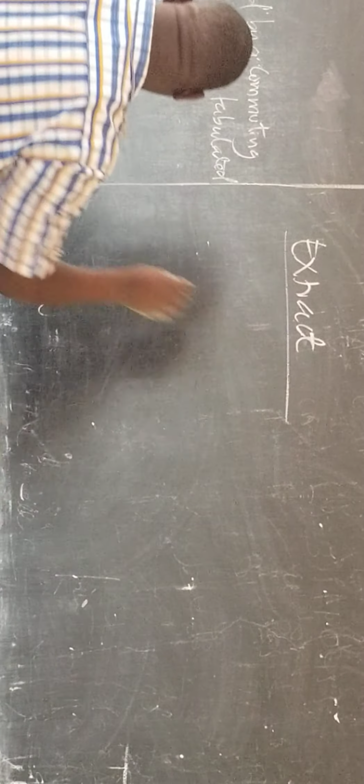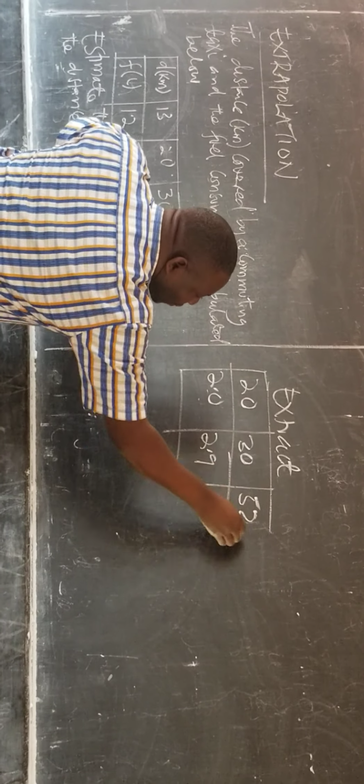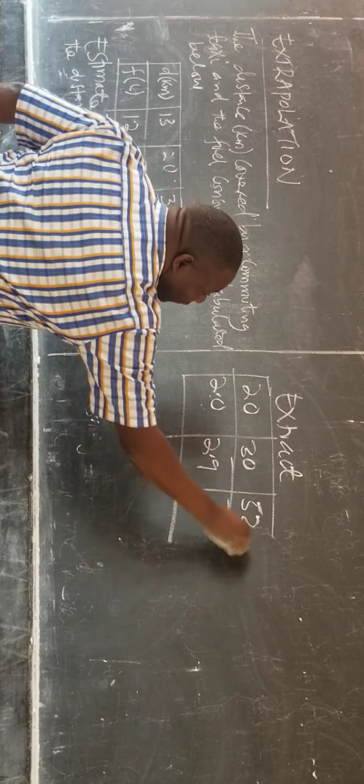Extract will be, we are taking 20 corresponds to 2.0 liters. Then we are taking 30, which corresponds to 2.9 liters. Then we have the 52, which lies outside here, and 52 corresponds to the value of F, which we don't have, because we want to get the fuel which is consumed. So we still use the same method of the gradient.